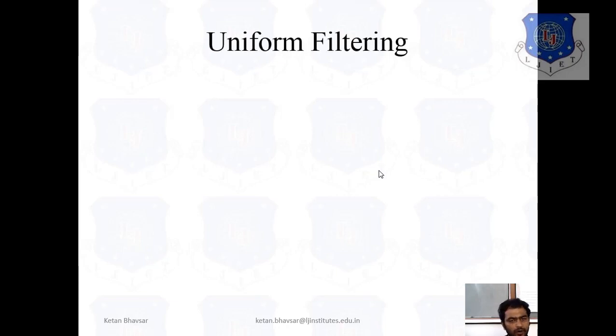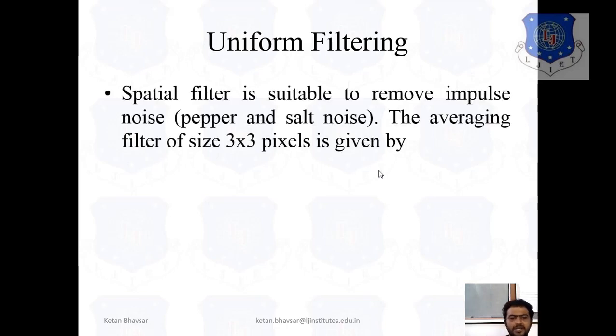So now we go to the first, what exactly the uniform noise is and how we add the uniform noise. Spatial filtering is suitable to remove impulse noise like salt and pepper noise. So we use different types of filtering. Right now we are focusing on the frequency domain that I already told you in chapter number 3.